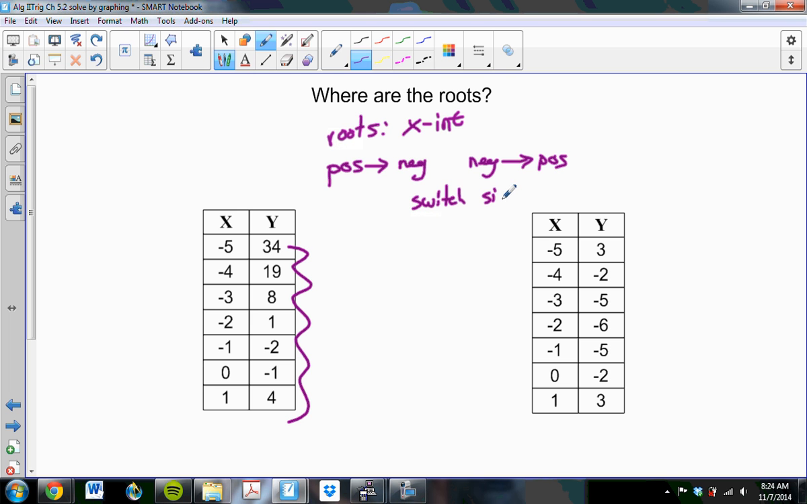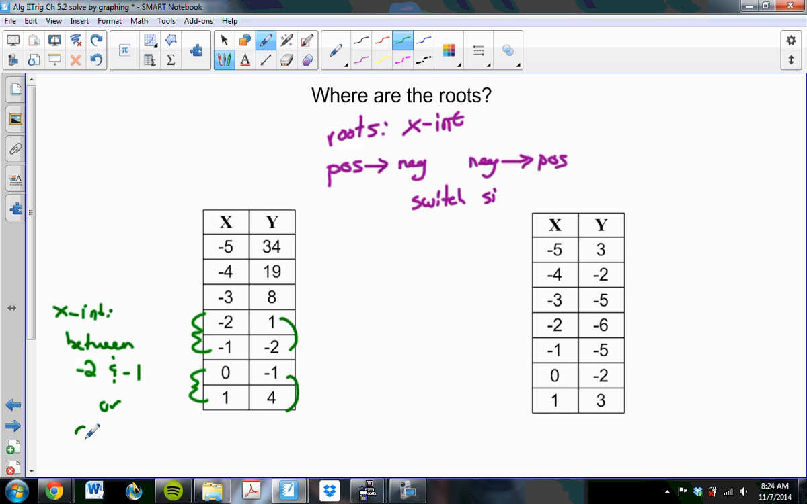Because if I can find when they switch sign, I don't know why that's not working. I was going to say sign, but now it says switch side. So I'll probably just say that from now on. If I can find when they switch side, then I can find when we cross the x-axis. Because if you've crossed the x-axis, you've gone from negative to positive. Well, these y values are switching side here and here. This is where they go from negative to positive or positive to negative, one or the other. So I know that my x-intercept is somewhere between these two and these two. So my x-intercepts are going to be between -2 and -1, or between 0 and 1.